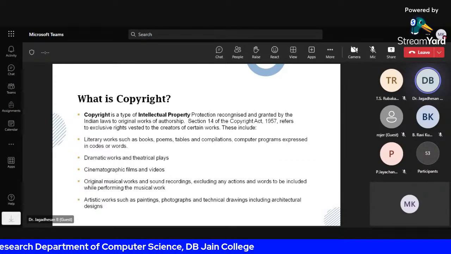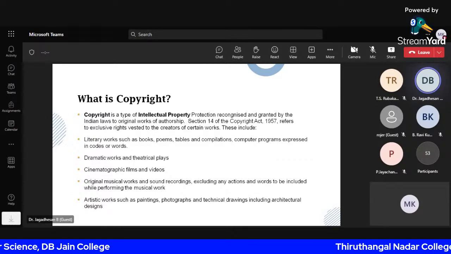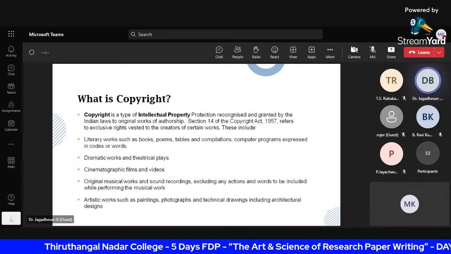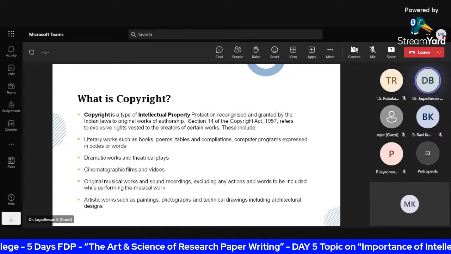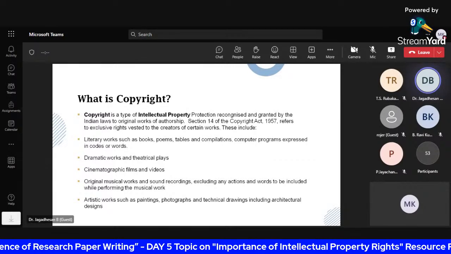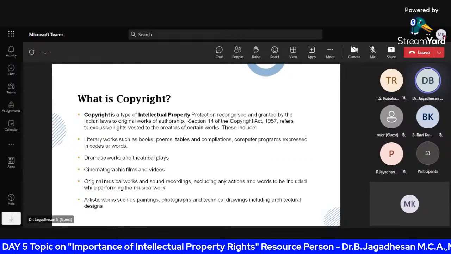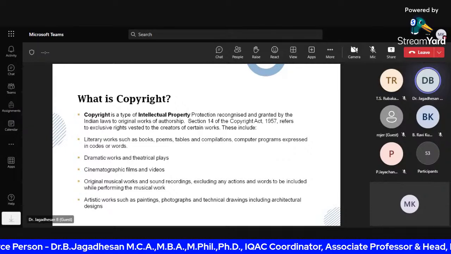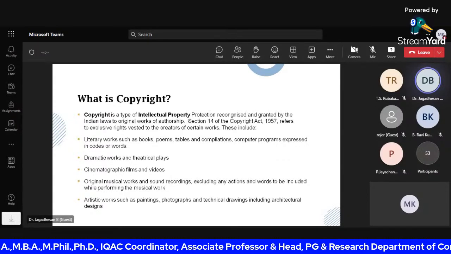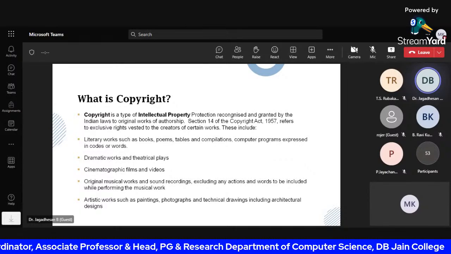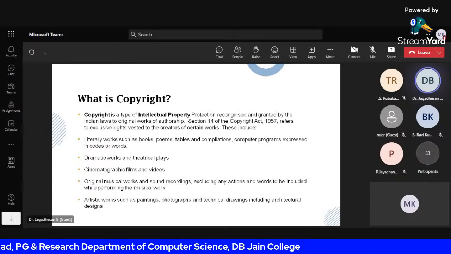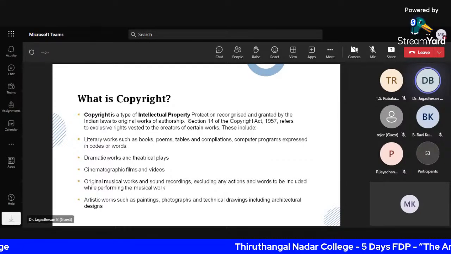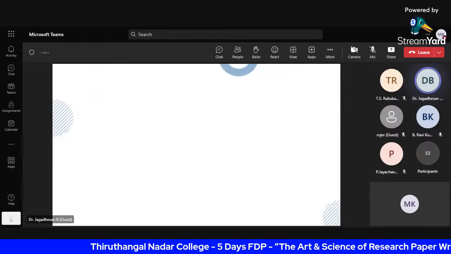Then artistic works such as paintings, photographs, or technical drawings, including architectural design. Suppose there is a photograph, or a design or painting on any particular thing. For example, six months ago, we conducted the chess competition in Mamallapuram. In the chess competition, there was a drawing, a chess symbol and a thambi symbol, which was identical, and it belongs to the Tamil Nadu government and the Sports Development Authority. That kind of symbol, that kind of design, belongs to the Sports Development Authority of Government of Tamil Nadu. Another government, another company or sports company cannot use this symbol, this kind of painting. So these are under copyright.